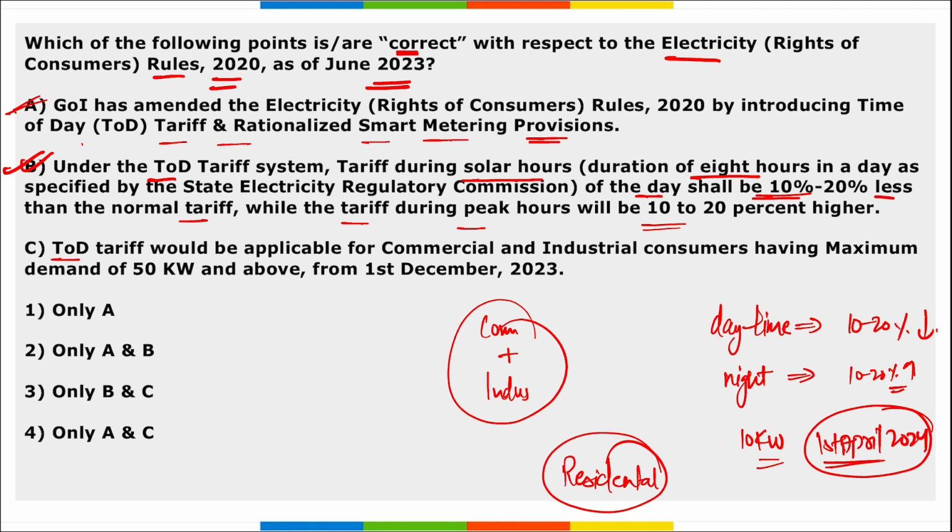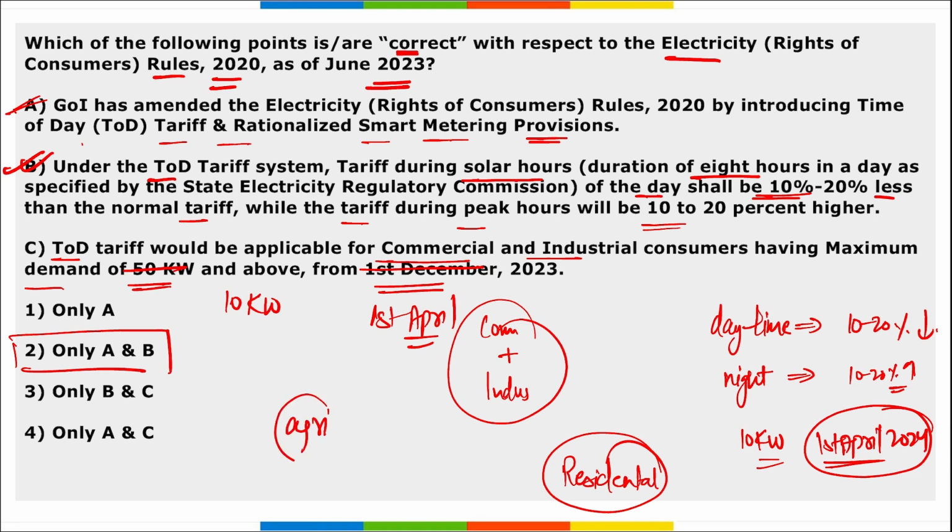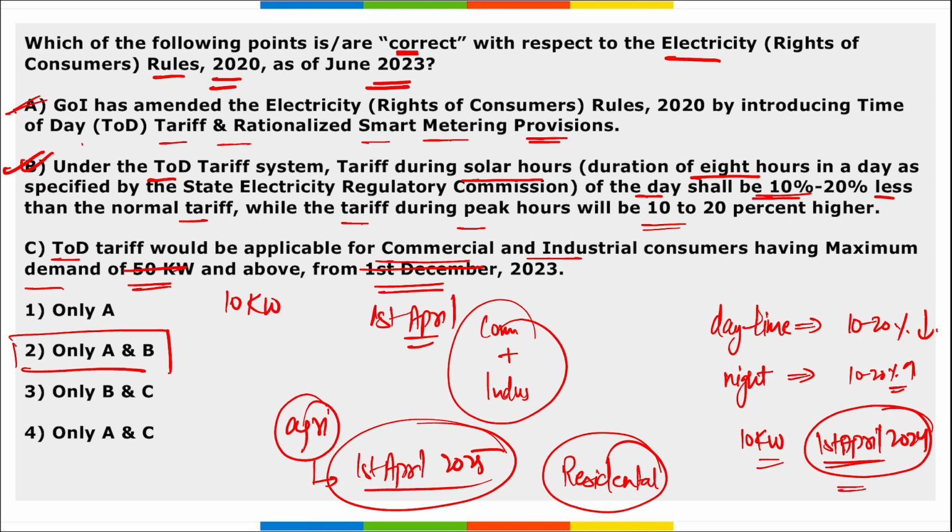C is that TOD tariff would be applicable for commercial and industrial consumers having a maximum demand of 50 kW, that is kilowatt, and above from 1st of December. So no, it will be applicable for commercial and industrial consumers having not 50 but 10 kilowatt, and it won't be from 1st of December, it will be from 1st of April 2024. So the right option here is options A and B. Correct? And remember, here the agriculture sector will also be included from 1st of April 2025. Correct? And for commercial and industrial it is 1st of April 2024.